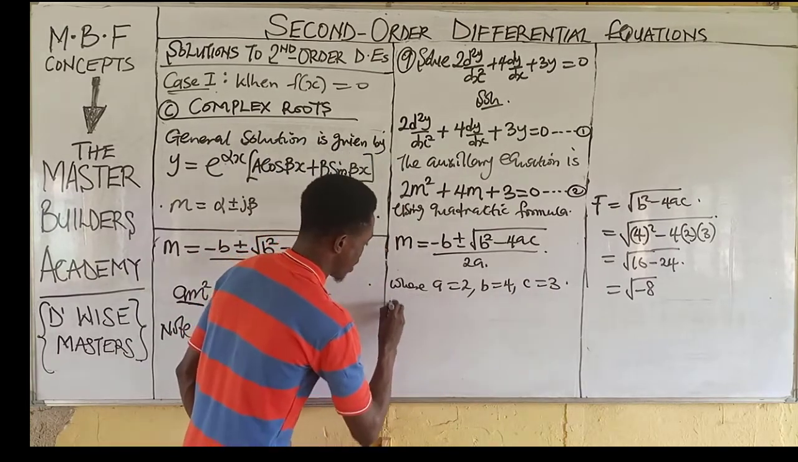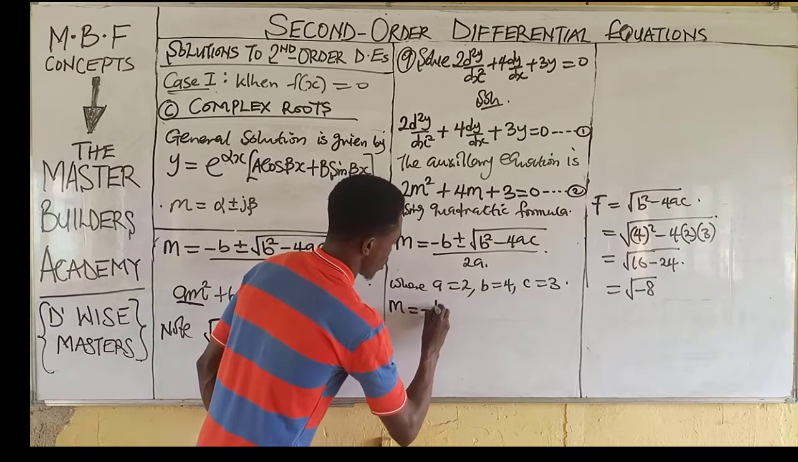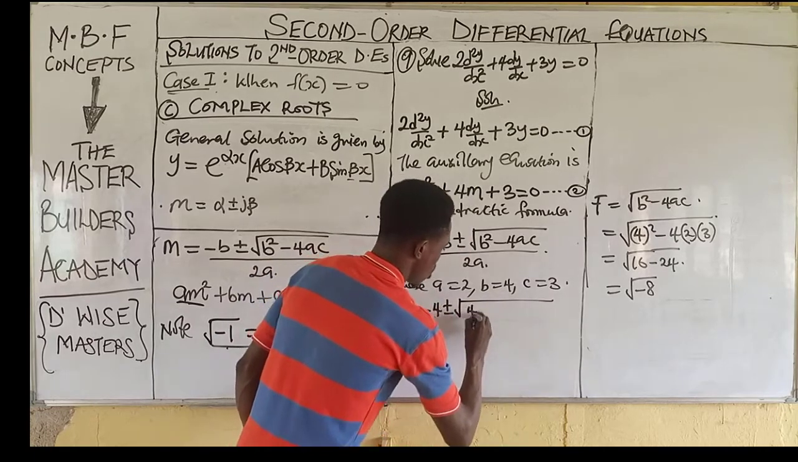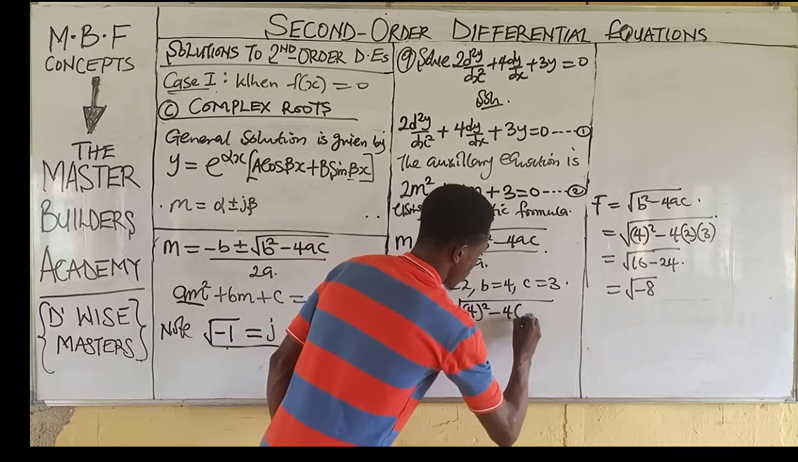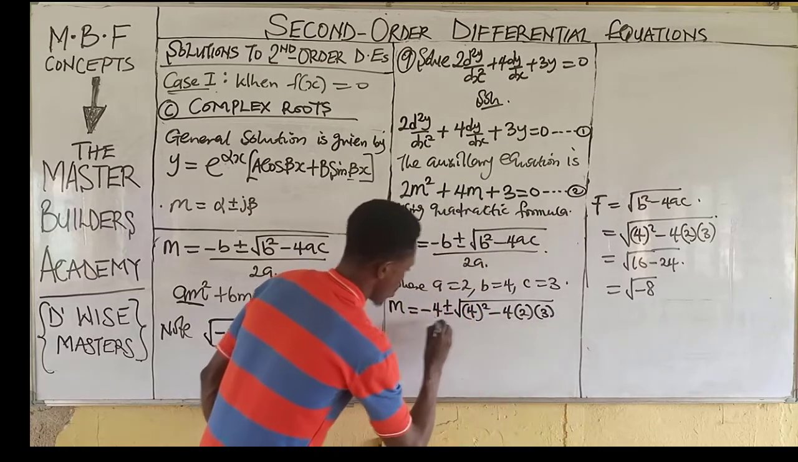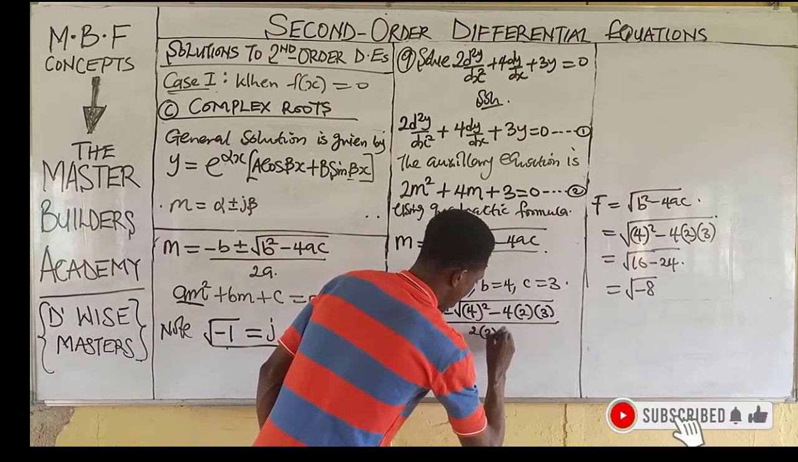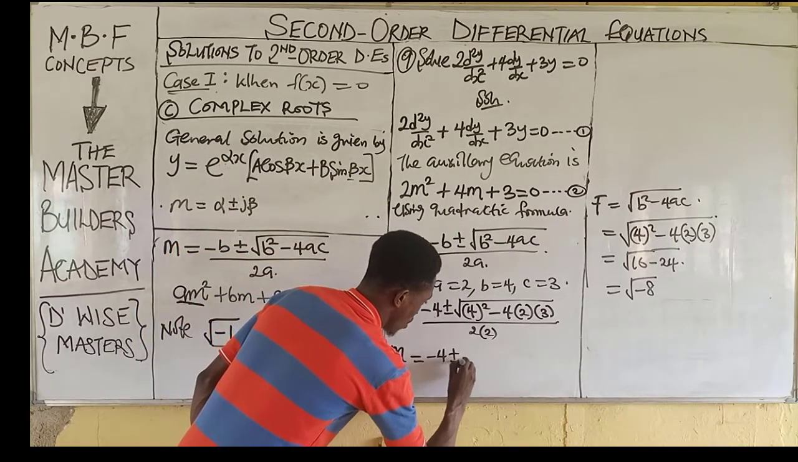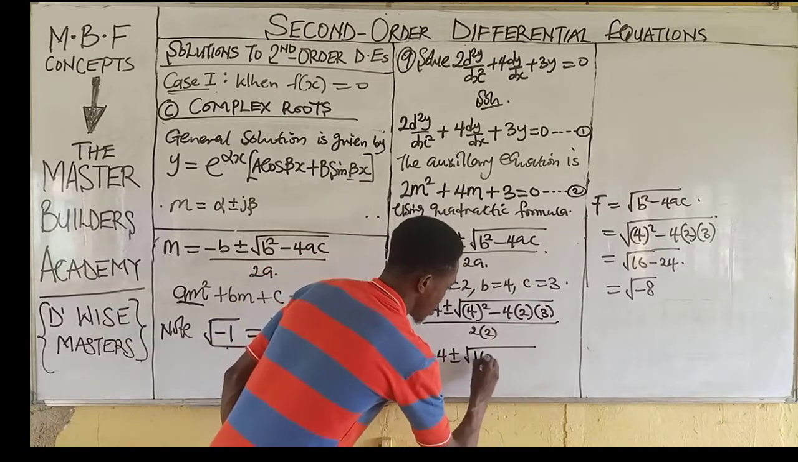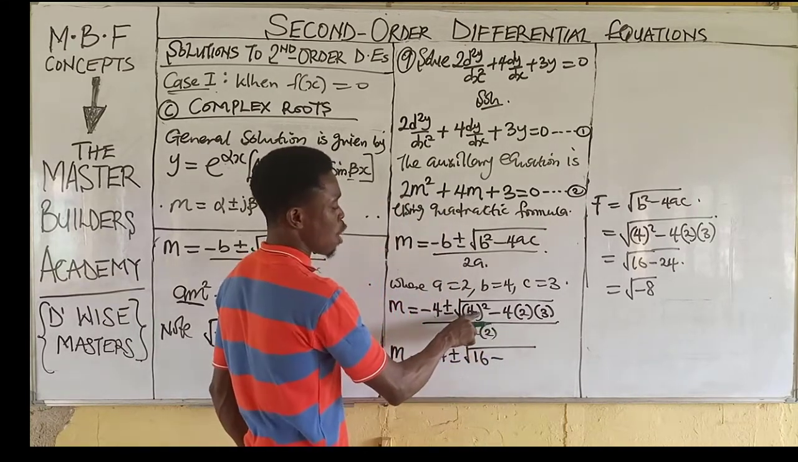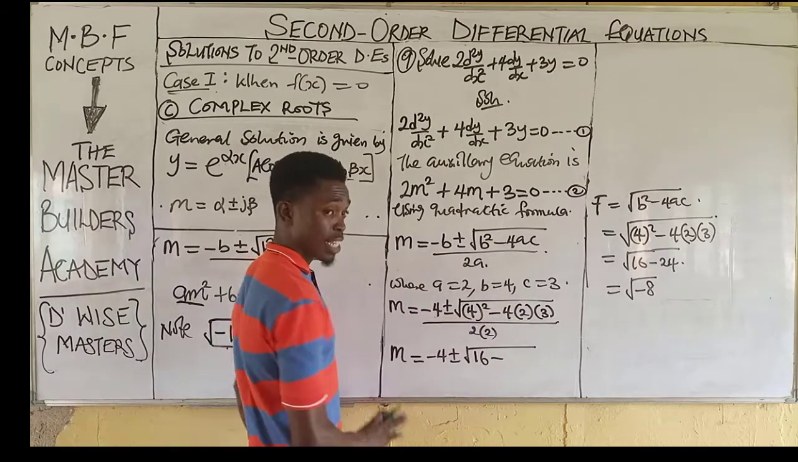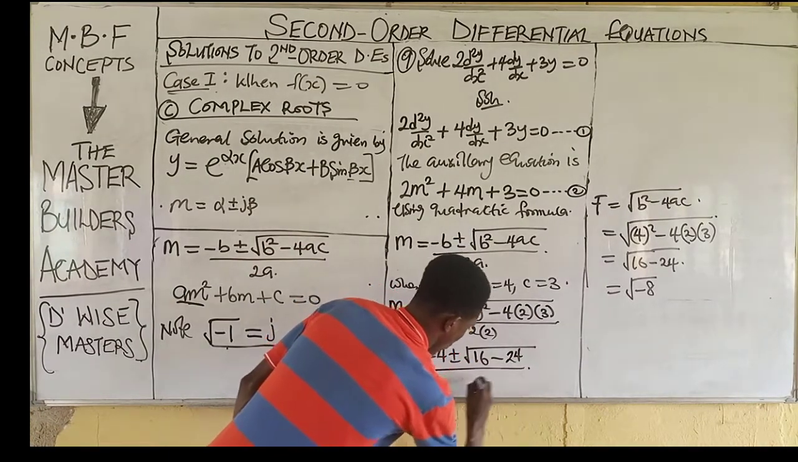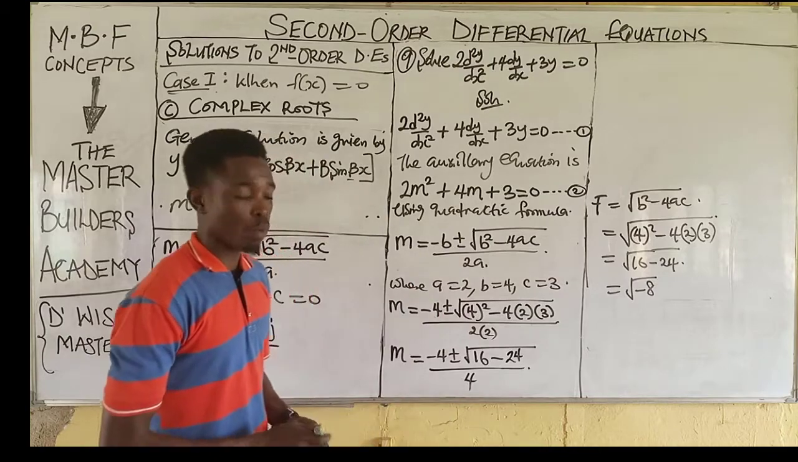is to substitute. So we have m is equal to minus b, which is 4, plus or minus the square root of 4 squared minus 4, a is 2 and c is 3, all over 2 multiplied by a, which is 2. Then I have m is equal to minus 4 plus or minus the square root of, the square of 4 is 16, 4 multiplied by 2 is 8, and 8 multiplied by 3 is negative 24, all over 4. 2 multiplied by 2 in the denominator is 4.